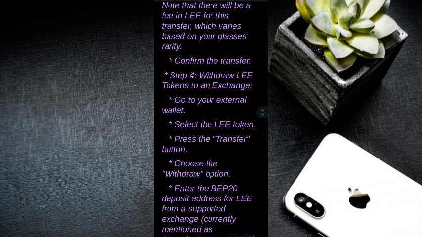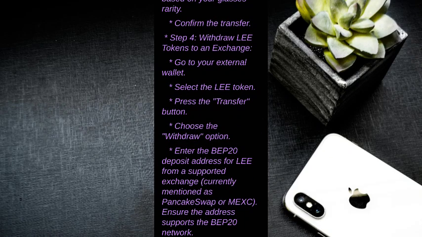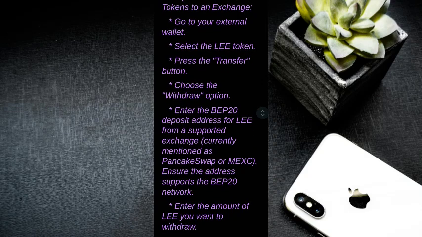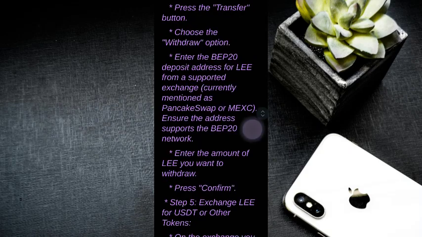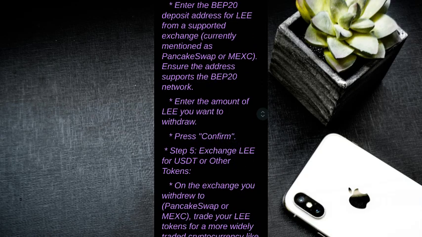Withdraw Lee tokens on exchange. Go to your external wallet, select the Lee token, press the transfer button, choose the withdrawal method, enter the Binance exchange deposit address for Lee from a supported exchange, currently mentioned as PancakeSwap or MEXC. Ensure the address supports the BEP20 network. Enter the amount of Lee you want to withdraw, press confirm.